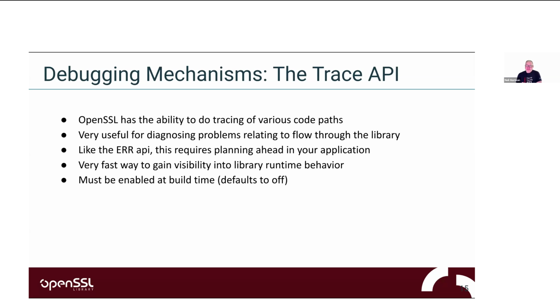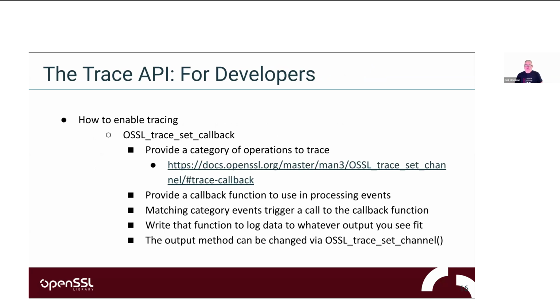Moving along, the trace API. OpenSSL has the ability to do functional tracing of various code paths. This is very useful for diagnosing problems relating to flow through the OpenSSL library. Much like the Error API, this requires some planning ahead for your application, but it does provide a very fast and lightweight way to gain visibility into library runtime behavior. It does need to be enabled at build time, however, as it defaults to off, unlike the Error API, which is always on.